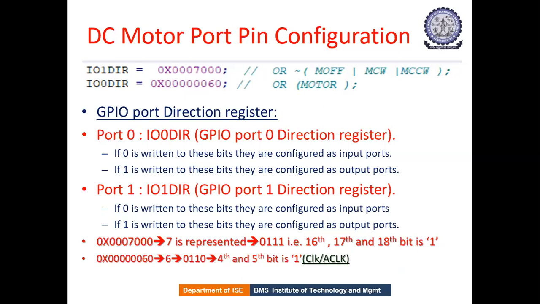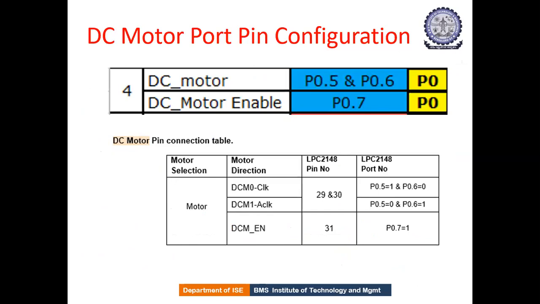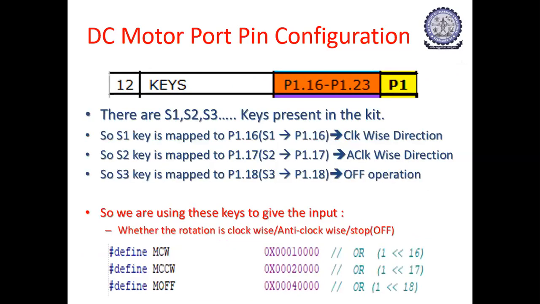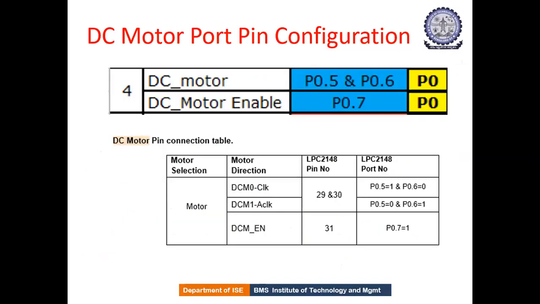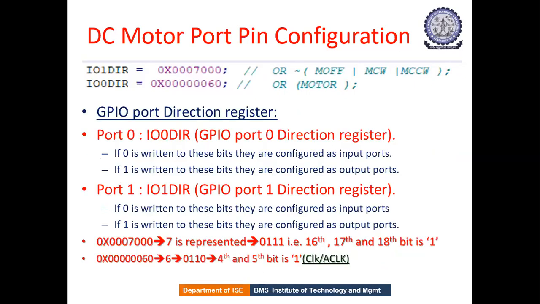So along with the keys, we are supposed to enable those particular switches as input ports, correct? How are we going to enable those switches, and how are we going to enable the pins of the DC motor as output ports, because the DC motor is output, the rotation itself, it means that it is output. So here you see port 0 bit 5 and port 0 bit 6, we are making it high. Here you can see 0x00000060, that means 0110, that is the sixth, 6 is represented as 0110, that means the fifth bit and the fourth bit are made high, that means the motor is specified that it is performing output rotation.